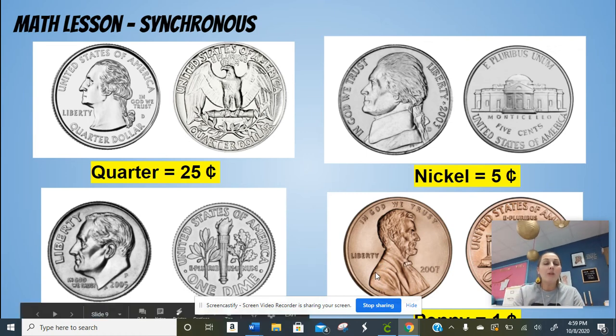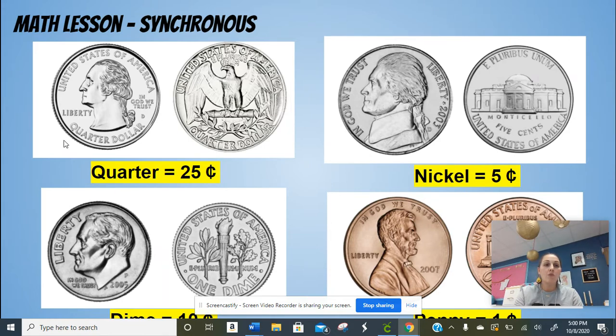Hey guys, today we are going to be talking about money and figuring the value of coins and bills. So let's start out by looking at some of our coins here. We have the quarter in the top left of our screen here. A quarter is worth 25 cents.